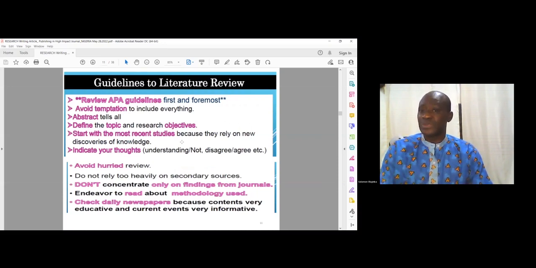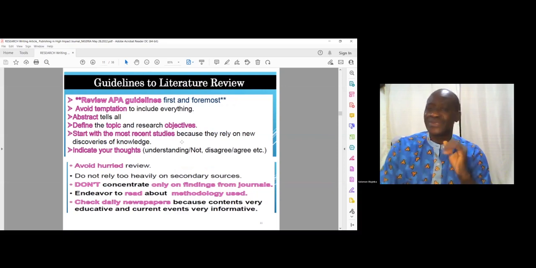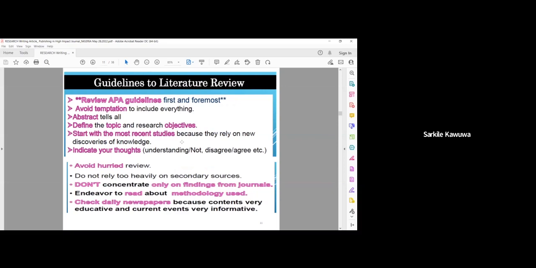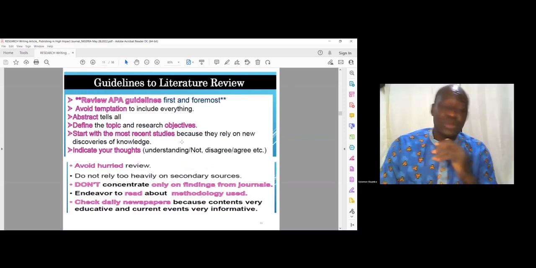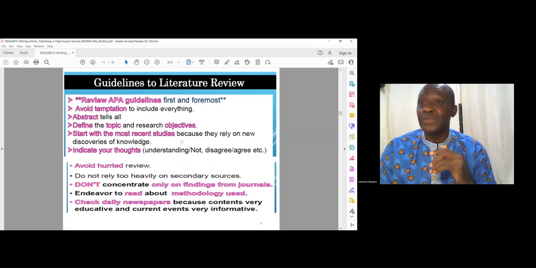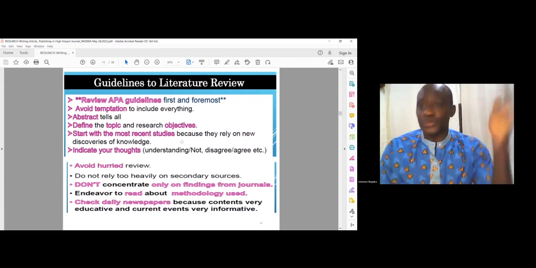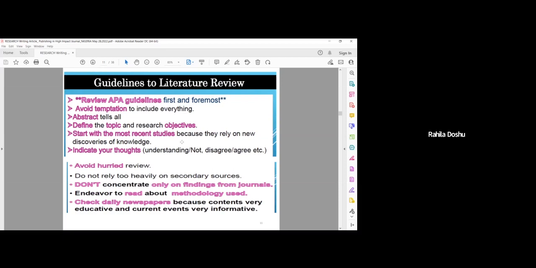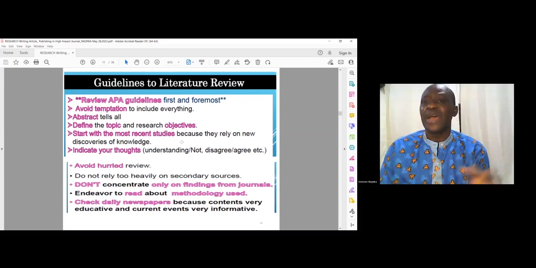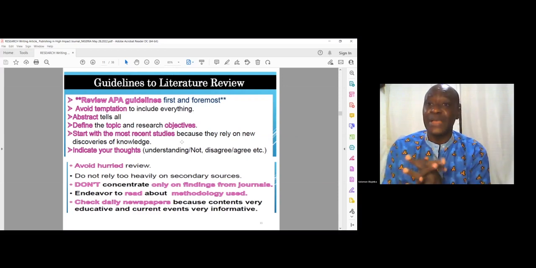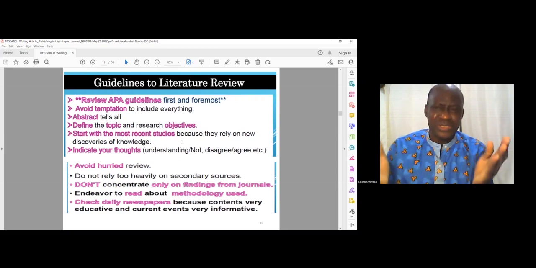First and foremost, avoid the temptation to include everything. Just like in my case, my thesis was about 360-something pages. I had 7 chapters during my PhD. Everything, I kept dumping. And then at the end of the day, I realized that I was dumping useless things after my proposal defense. It's not a bad thing.